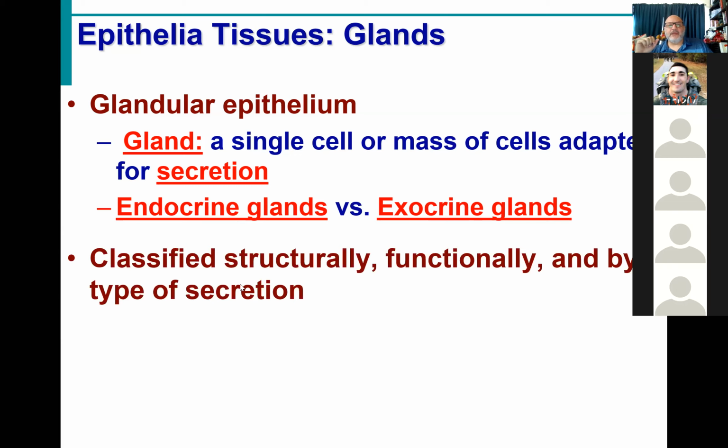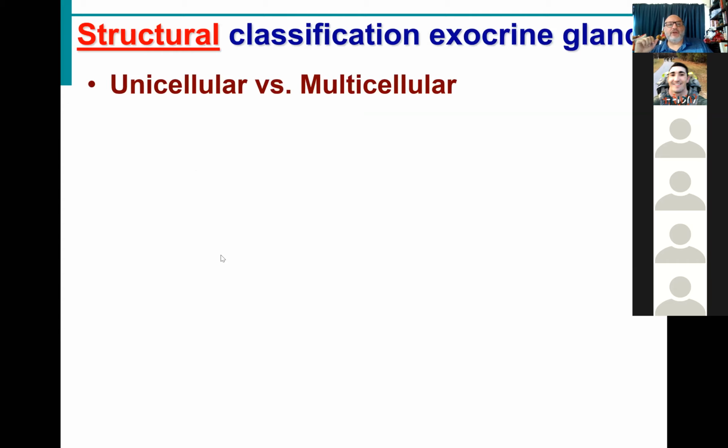All right, let's start first with our structural classifications. Let's start first with the simplest definition of a structural classification. When we look at the structural classification of the gland, the very first question we have to ask is: is it unicellular or multicellular? Of course, if it is unicellular, what does that mean?